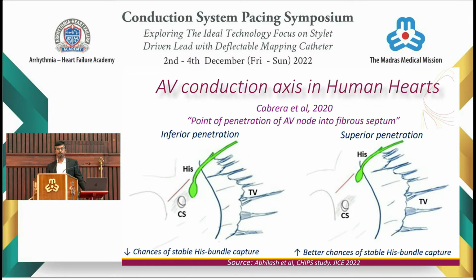But at times, when we have very easily reachable His, it's mostly the places when the His is superiorly located at the apex of the Cox triangle, as shown on the right side of the figure. What he termed as the superior His bundle, superiorly placed His bundle at the Cox triangle, which is the ideal location where the AV node translates into the His bundle.